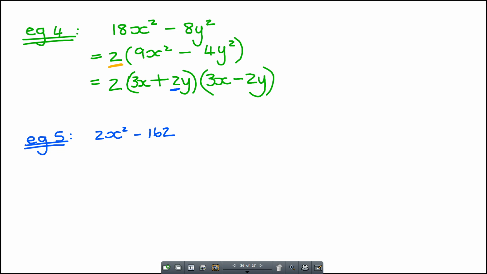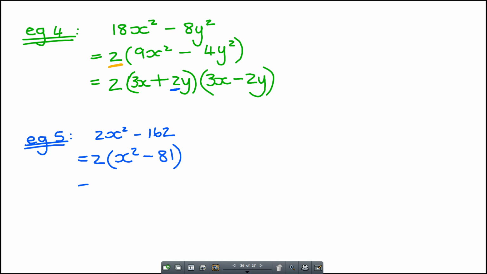Okay, right, so first things first, I wasn't able to do difference of two squares because I can't get the square root of 2, and I can't get the square root of 162. So I had to take out a common factor of how much? 2. Okay, so let's take out 2. Then I'd have x squared minus 81.